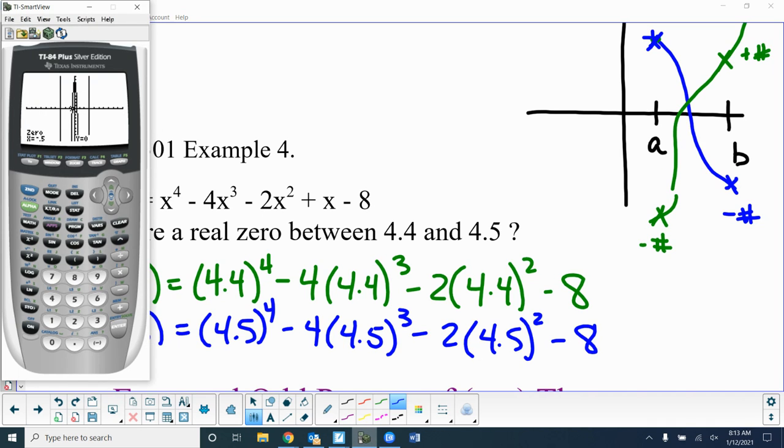Okay? So, get out of that and just put it in. So, parentheses, 4.4 to the fourth. Oops, how did I do that? Minus 4 times 4.4 to the third, minus 2 times 4.4 to the second, minus 8. So I get negative 12.6. That's the green one.